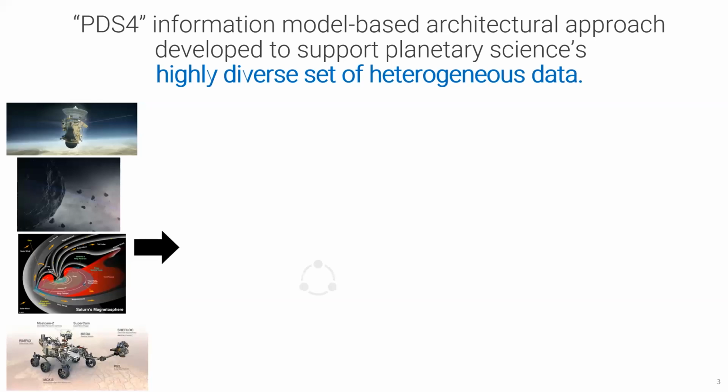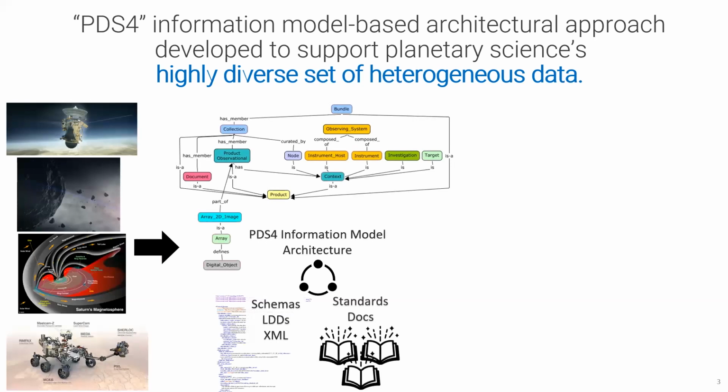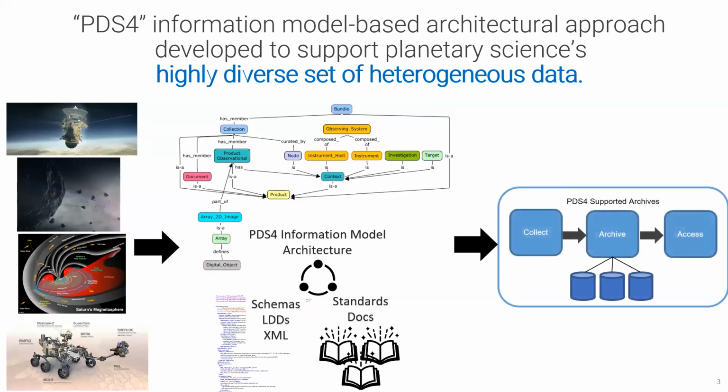So how do we take this data and try to make some sort of information model that made sense? We have the architecture, which is software and the relationships of the data. We have the standards, the schemas, and all the other stuff. And then that gets passed over to the archives. Here in the United States we have the PDS, we have PSA, we have JAXA, all these other archives where we take the data, collect it, archive it, and provide access.